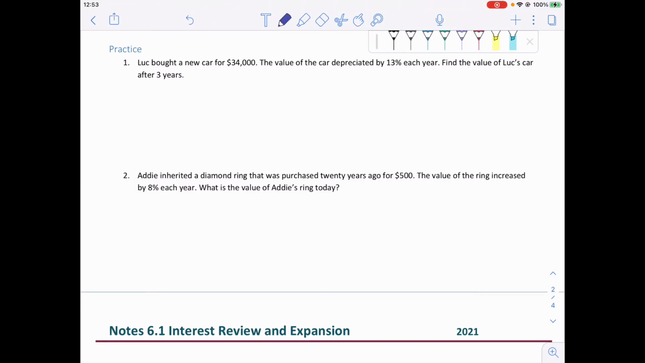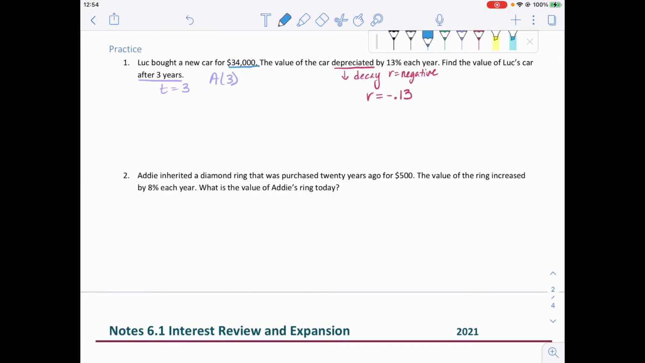So in our first example, Luke bought a new car for $34,000. The value of the car depreciated by 13% each year. Find the value of Luke's car after 3 years. All right, so the first thing we have is depreciated. Depreciated means down. This is decay, which means that our r value is going to be negative. And we've got to convert that percentage into a proportion. So we have r equals negative 0.13. And we want to find the value after 3 years. So that means t is going to be 3, and we're looking for what is A of 3.